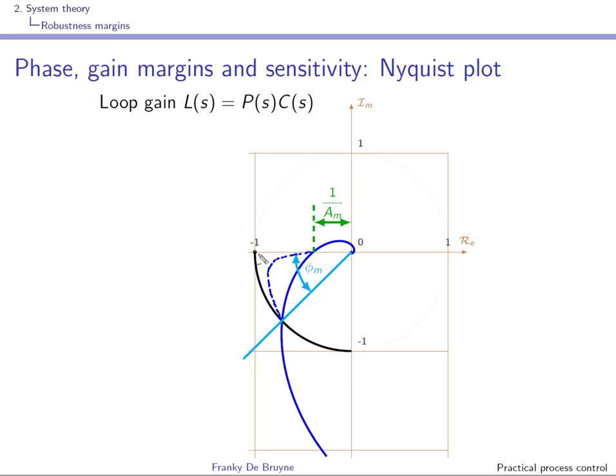So the idea is to take the minimum distance of the Nyquist plot to the point -1 as a robustness margin. This is what is shown over here in red. The radius that you see over here is the minimum distance from the Nyquist plot to the critical point -1, and we'll define Ms, the peak sensitivity, as 1 over this radius. So when this distance becomes very small, the peak sensitivity is very high.